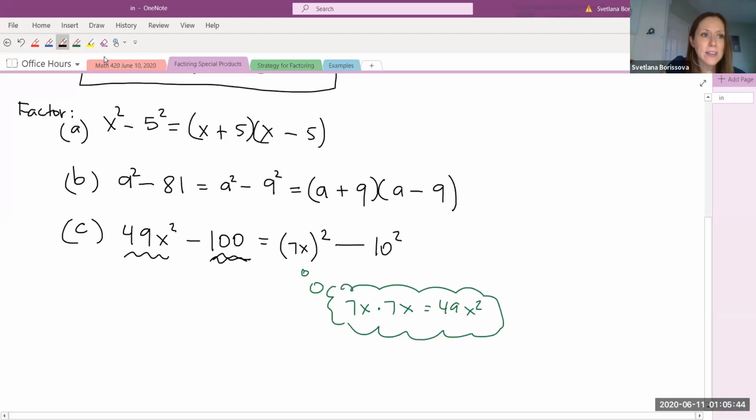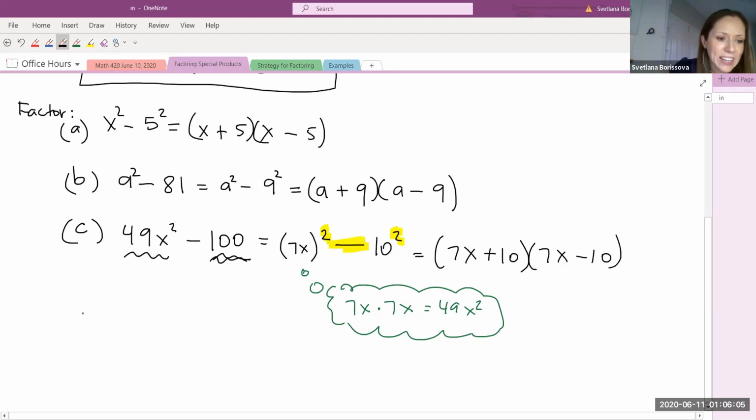So now I can see squares, and as soon as I can see squares and the minus sign here, it means that I'm ready to write down the answer. 7x plus 10 times 7x minus 10, or you can switch the order of the signs. So that's the formula. And then the last example for this subtopic is this one.